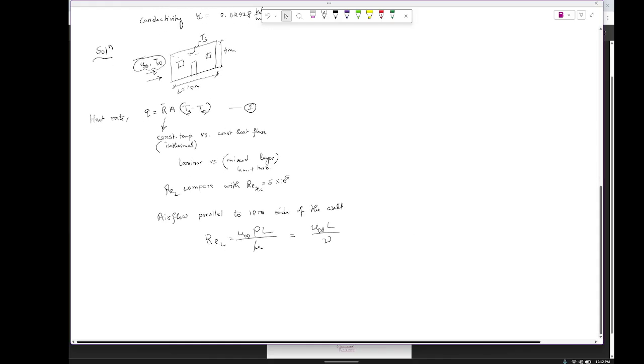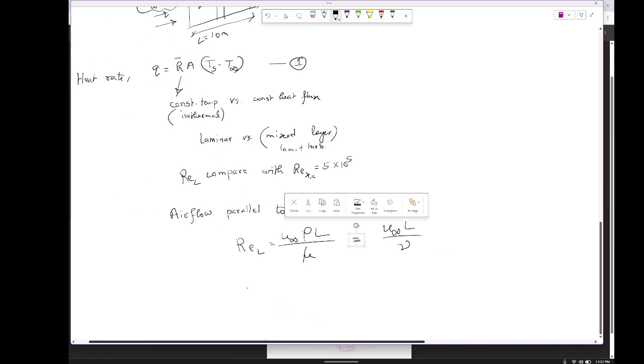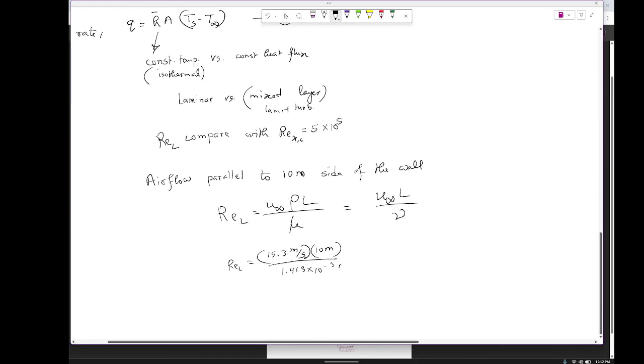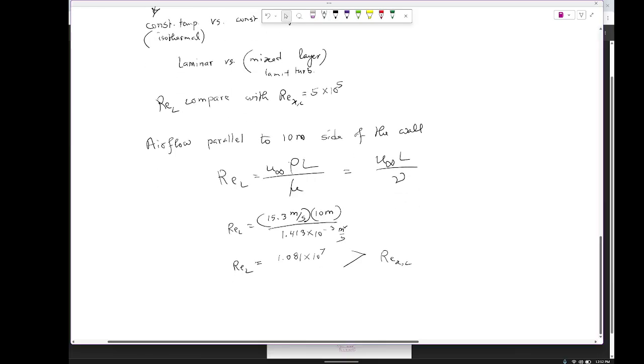All right, so now we plug in all the values for the Reynolds number. You have a velocity of 15.3 meters per second. Remember, I was talking about the 15.3, it's a huge velocity, like a wind gust. So 15.3 times 10 meters divided by nu, which is 1.413 times 10 to the power minus 3 meter squared per second. Then you get a value of 1.081 times 10 to the power 7. So this Reynolds number is definitely greater than the critical Reynolds number, so we are dealing with a mixed boundary layer.